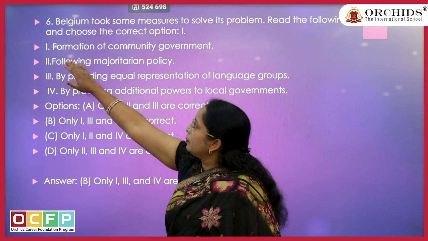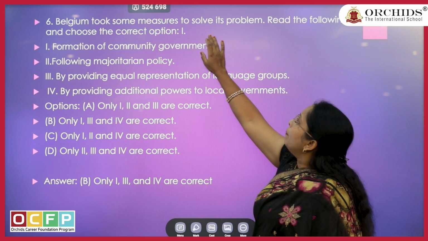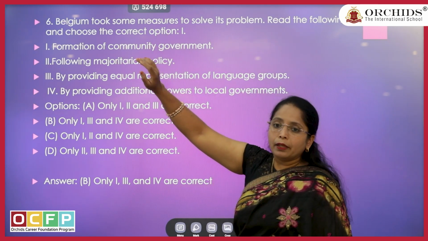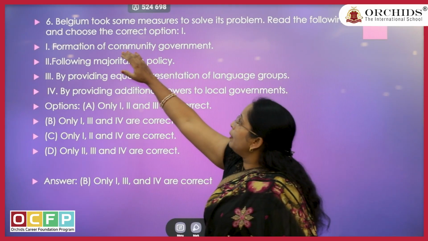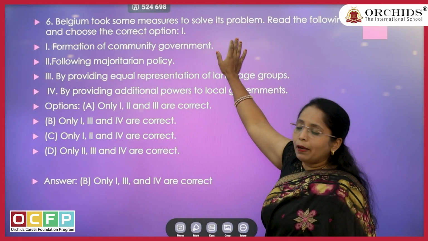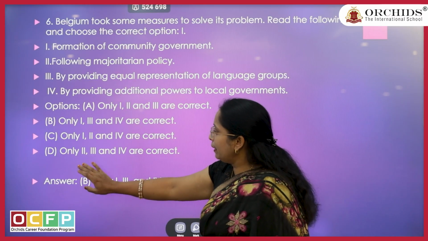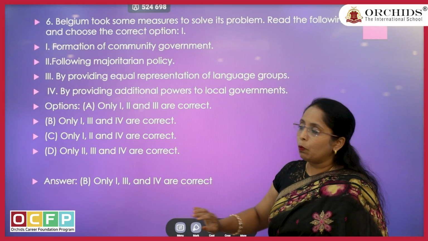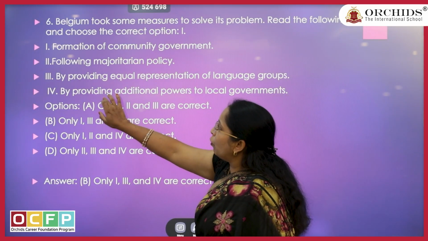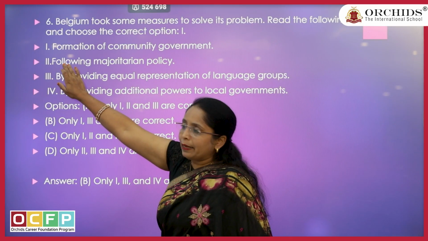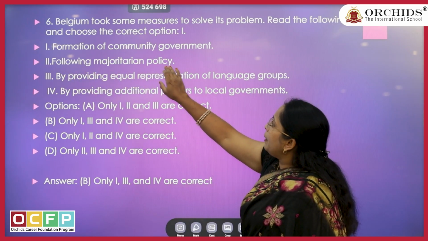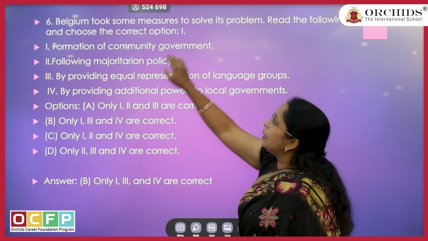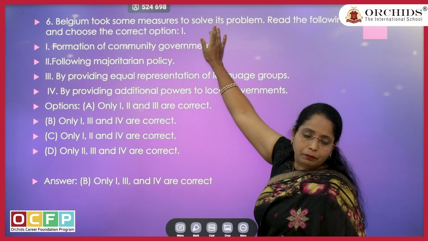The next question is: Belgium took some measures to solve its problem. Read the following measures and choose the correct option. Belgium is a European country. So what are the measures they have taken to solve the problems? Let us go through all the options. In that, we are choosing option B: only 1, 3 and 4 are correct. Why? When you go through 1, 3 and 4, you understand that we are not choosing the second one, because following a majoritarian policy was not what solved it. It was on these three factors that it solved its problems.